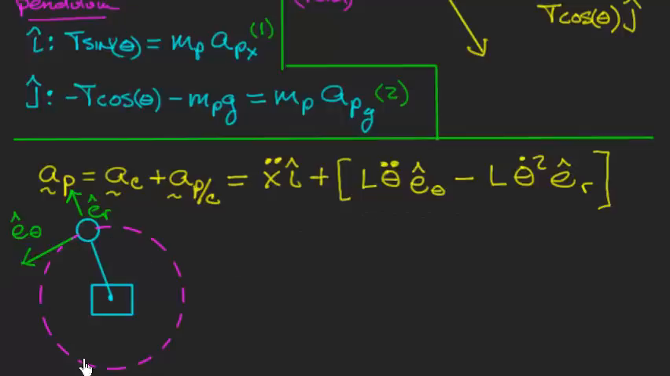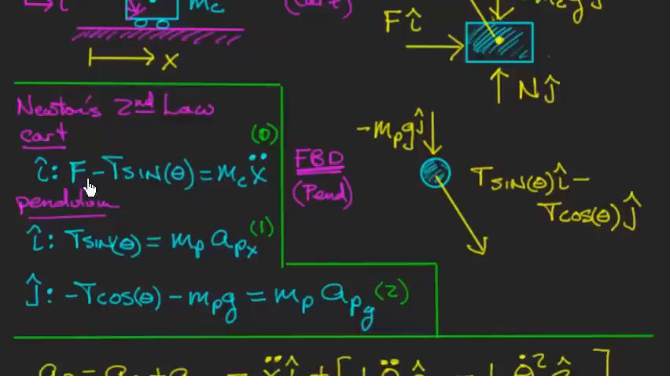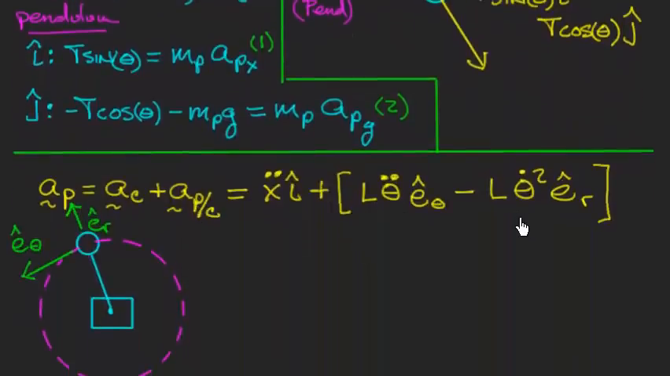This is the fact that we're moving around in a perfect circle, at least from a frame of reference moving with the cart. Now, when I write it this way, I'm throwing a little bit of a monkey wrench into the mix, because I just wrote these two pieces of my acceleration in terms of e hat r and e hat theta, whereas I've done everything else in terms of i and j, right? So my equations of motion are in terms of i and j, so I better reconcile this by writing these accelerations in terms of the i and the j.